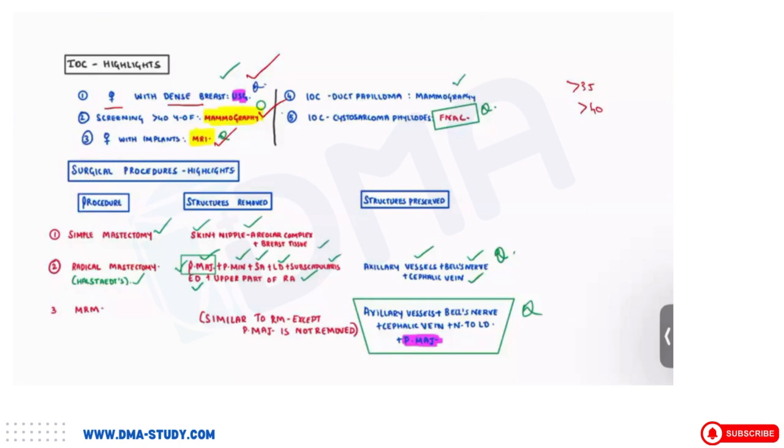Investigation of choice for duct papilloma is mammography. Investigation of choice for cystosarcoma phyllodes is FNAC. Okay, cystosarcoma phyllodes, it is FNAC. That was very important.